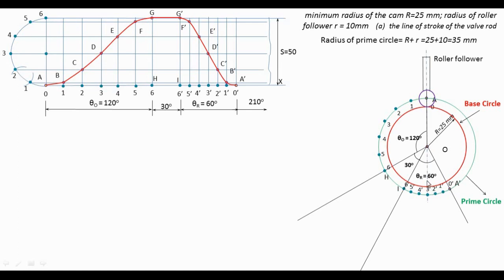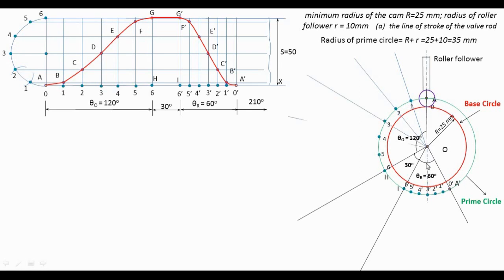Next thing is, as we have seen, first I have drawn the base circle, after that I have plotted the roller here. So this line actually represents the stroke of the follower. Similarly we need to draw the stroke lines from every point which we have plotted on the prime circle. So let us draw the lines from point 1, from point 2, it should pass through point O and through the points on the circumference of the prime circle.